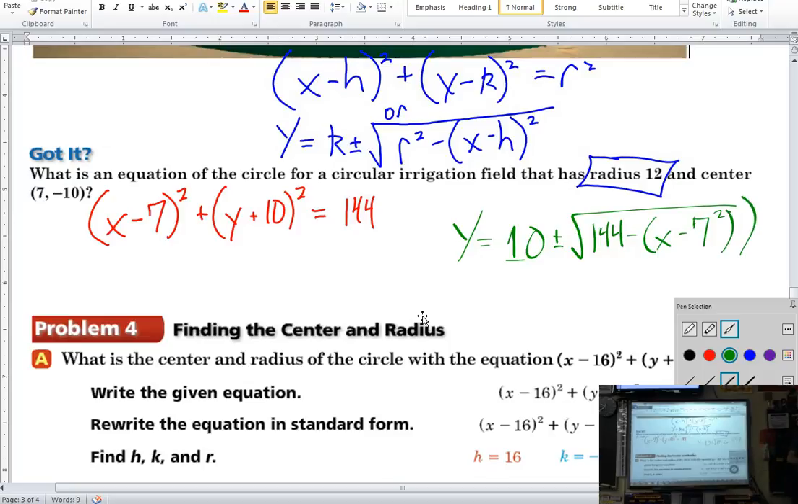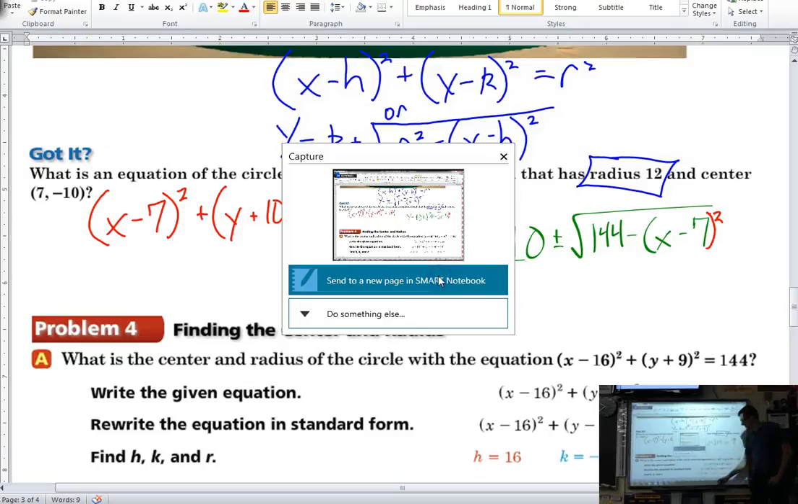And then in a calculator, you use parentheses. Sorry, I drew it in the wrong place. I wasn't even trying to do that on purpose. Y equals k plus or minus the square root of r squared minus the quantity of x minus h squared. Kinda works. That was impressive. I like mine better. David, yours was just like, y equals.